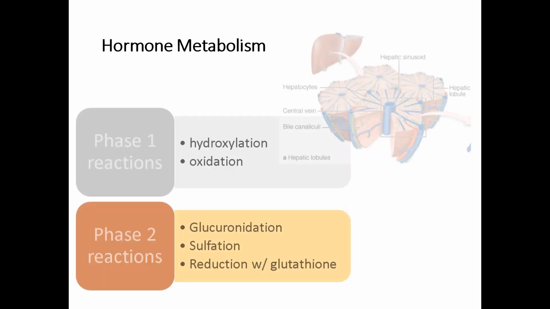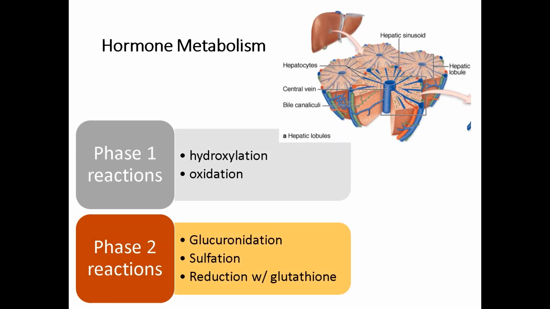Once they reach the liver, hormones can be metabolized in these various reactions. So you have phase 1 reactions such as hydroxylation and oxidation, and phase 2 reactions such as glucuronidation, sulfation, or reduction with glutathione. These reactions will serve as a mechanism for clearing the body from the hormones, before they can be excreted either in the feces or in the urine.